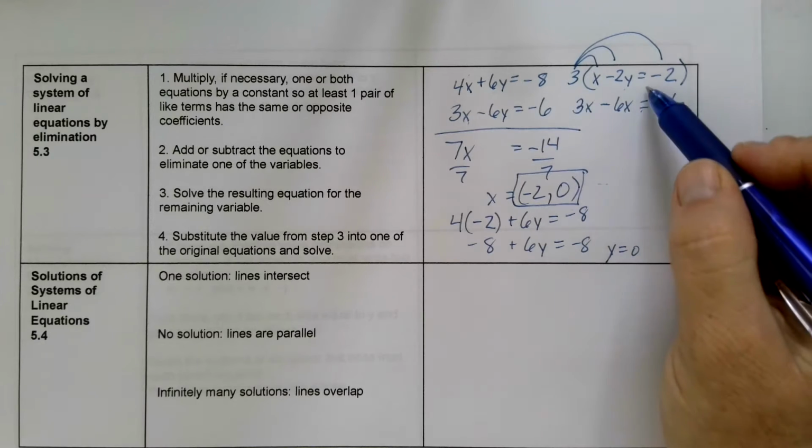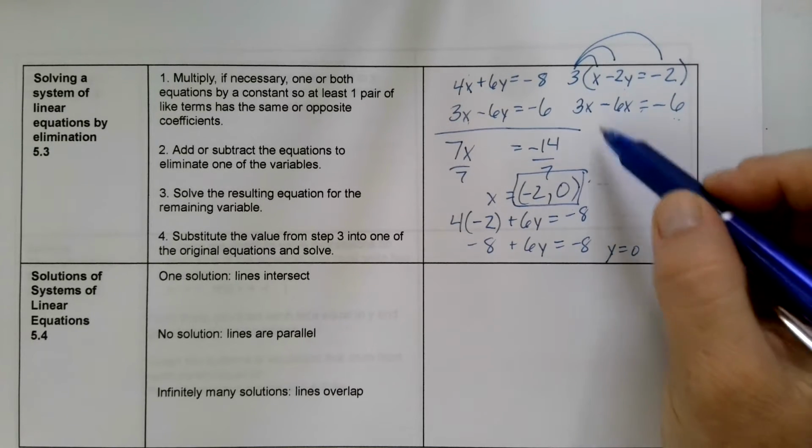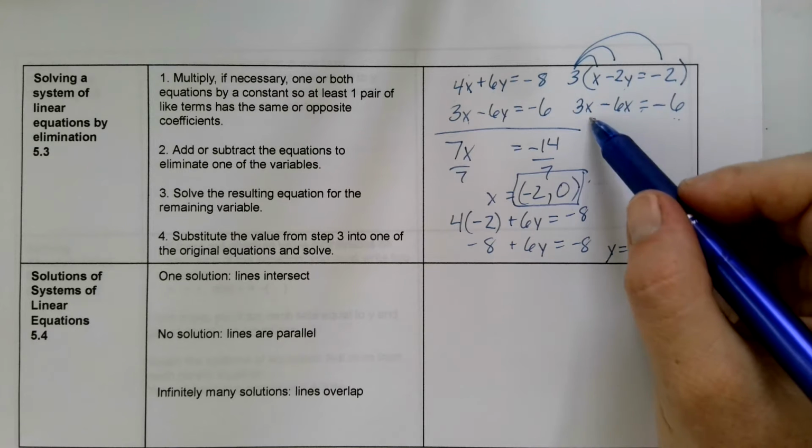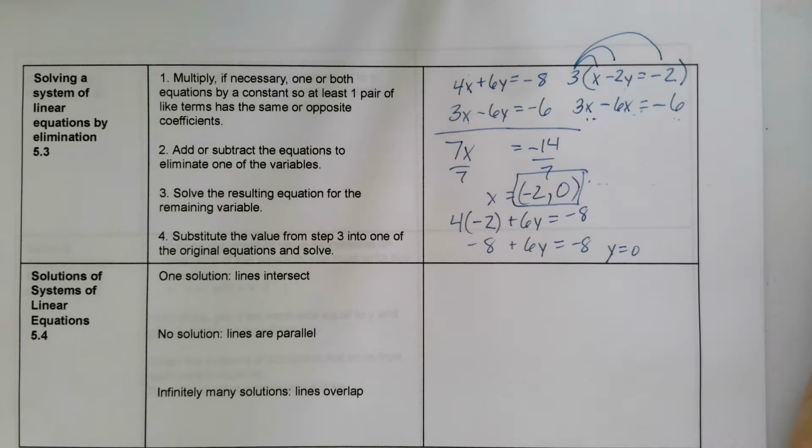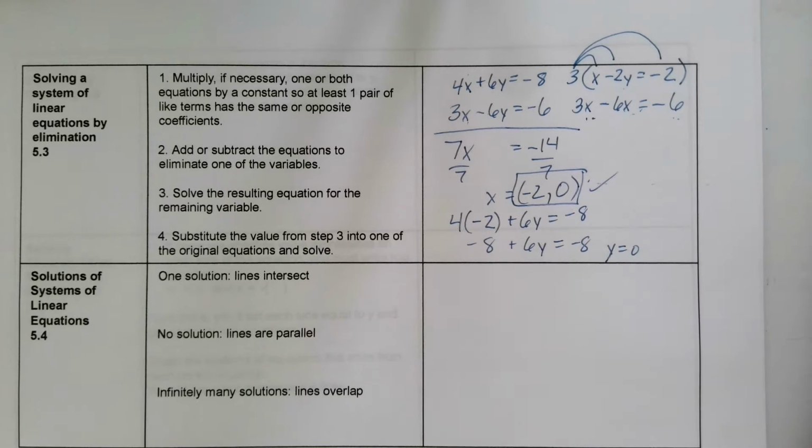And that has to check out in this equation too. So if we had -2 times 3, that's -6. That would be 0. Does -6 equal -6? Yes, it does. So it checks out both ways. And we've just solved that by elimination.